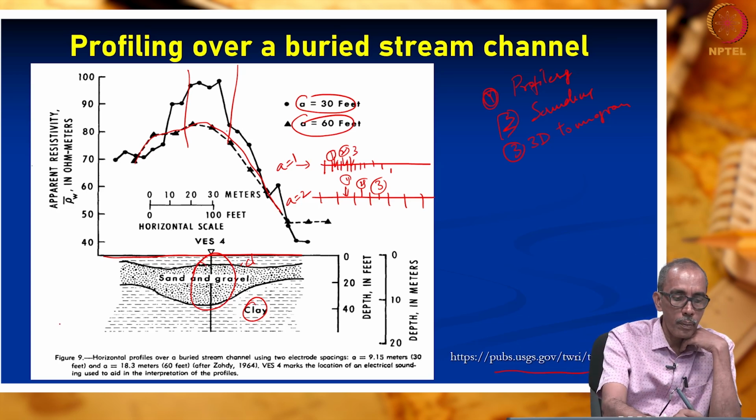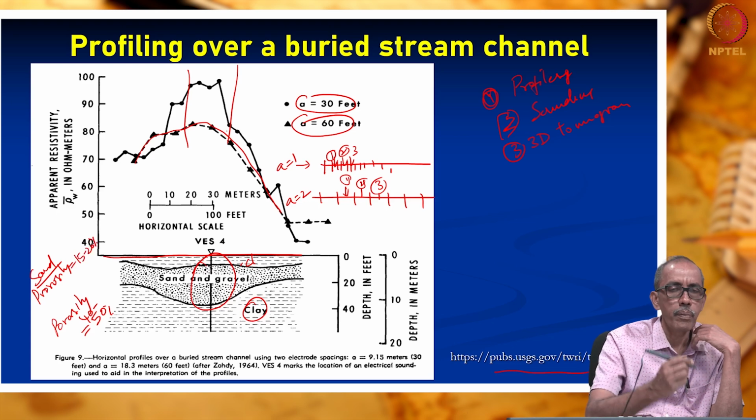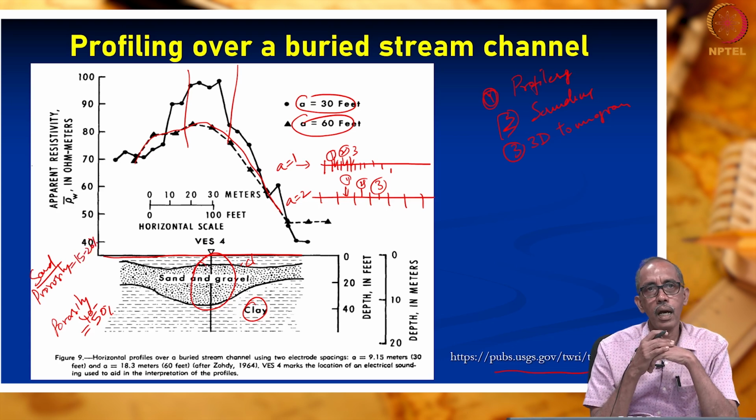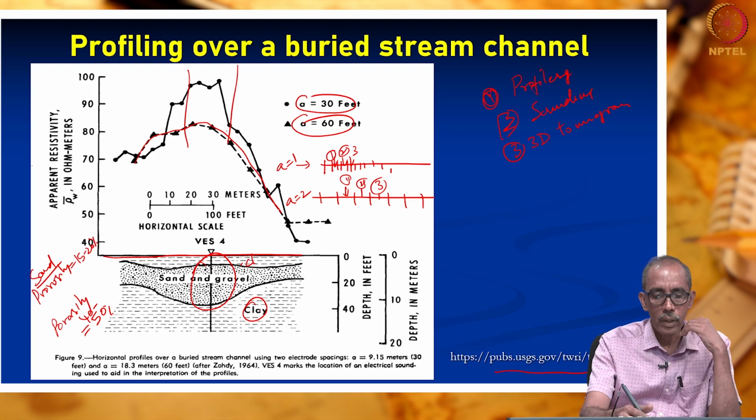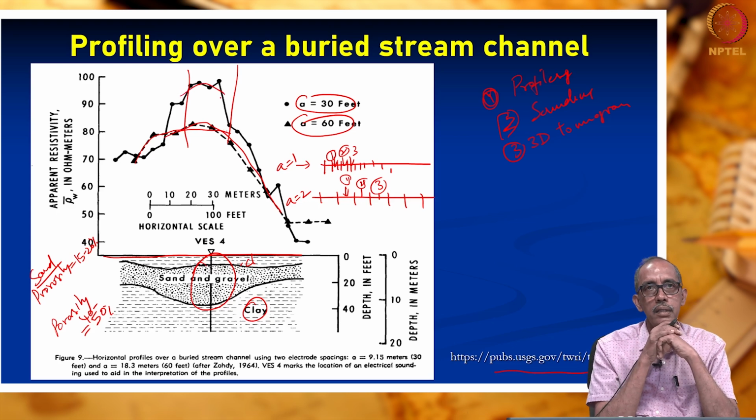For clay, porosity can be maybe about 50%, certainly 40 to 50%. For sand and gravel, porosity will be only about 15 to 20%, less than half, due to which compared to clay, sand has higher resistivity. That is what has been picked up by the electrical resistivity profiling. So, this is how we are able to understand the subsurface.